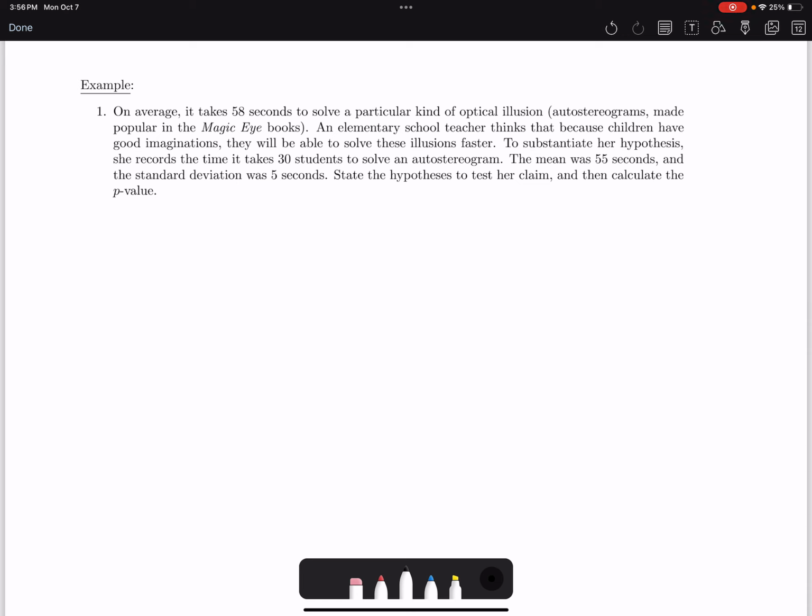It says on average it takes 58 seconds to solve a particular kind of optical illusion. An elementary school teacher thinks that her children will do it faster. She gets 30 kids, and it takes them on average 55 seconds to solve the puzzles with a standard deviation of 5 seconds. Let's state the hypotheses to test her claim, and then we'll calculate the p-value.